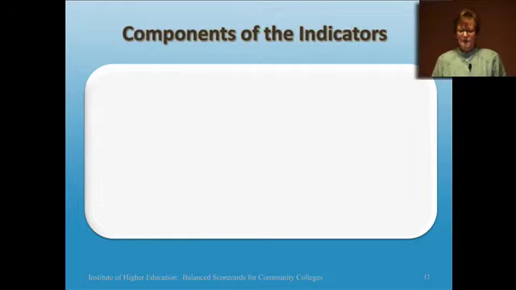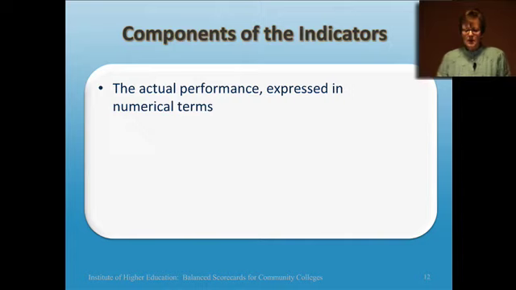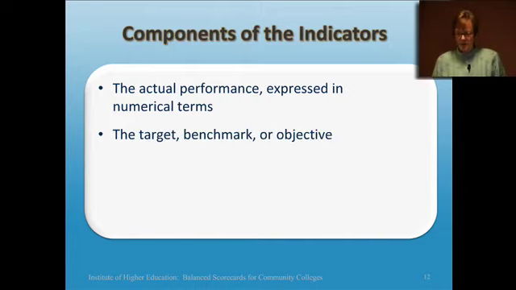Each indicator, then, has several components. First and foremost, of course, is the actual performance expressed in numerical terms. Similarly, it then also has a target or benchmark or objective level, something that we're aiming toward. What are we trying to accomplish? That, for example, might be if our graduation rate at the institution is currently 10% and our target or preferred level is 20%, then those would be the kinds of things that you would show.